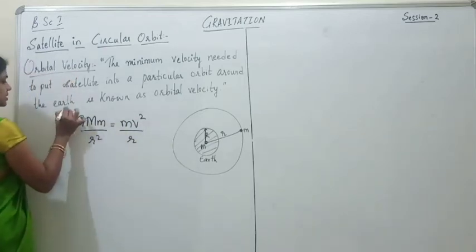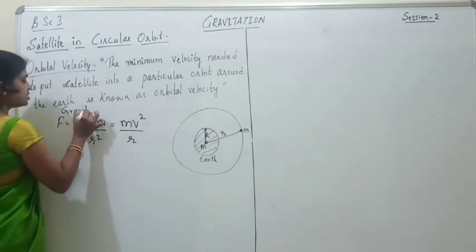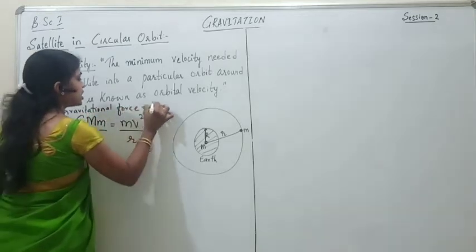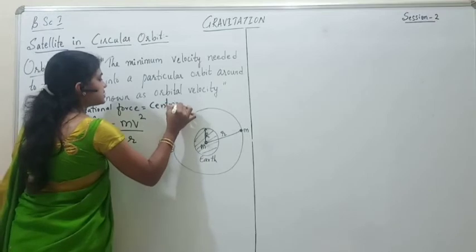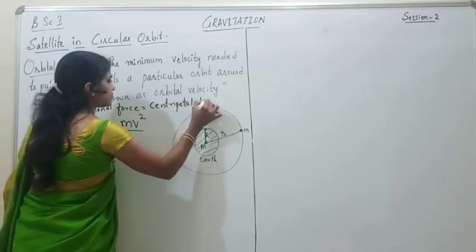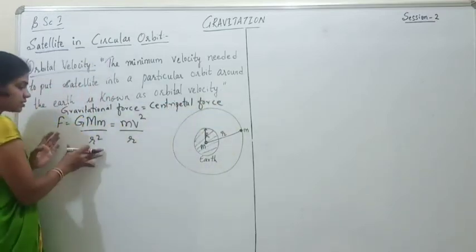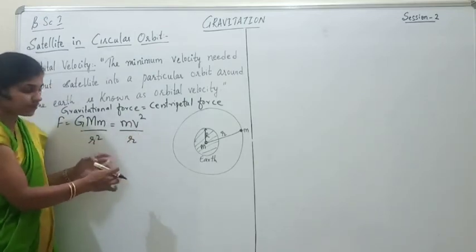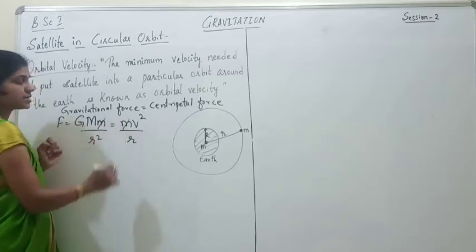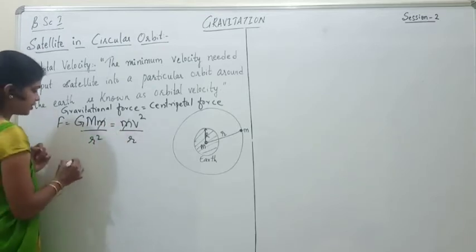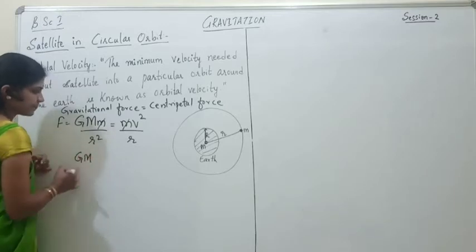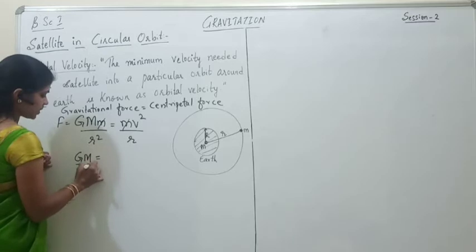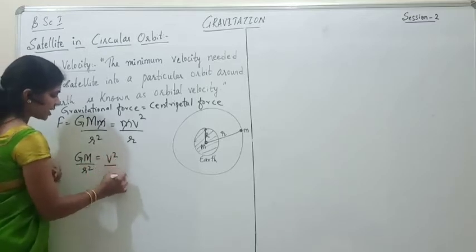So the gravitational force is equal to the centripetal force, right? So GMm upon r square is equal to mv square by r. Now this m and this m get cancelled. So what we have here is GM upon r square is equal to v square by r.